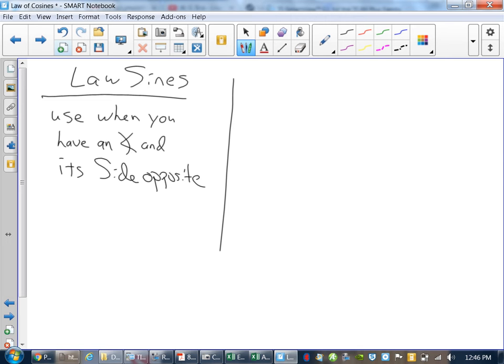Law of sines. You use it when you have the angle and the side opposite that angle. That's what you use over and over again to simplify and solve those ratios. We use the law of cosines when you don't. So when you're using the law of cosines, the easiest thing to think of is when sines doesn't work.